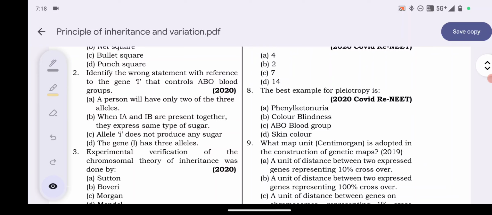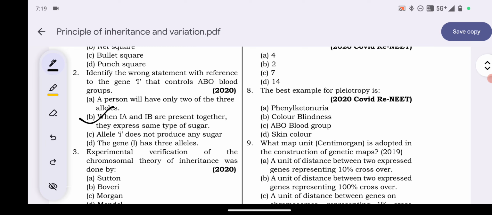You have to find out the wrong statement with reference to the gene I that controls ABO blood groups. So here option B statement is the wrong one. When IA and IB are present together, they express same type of sugar. Explanation: the gene I has 3 alleles in human blood grouping: i, IA and IB. Only 2 of the 3 alleles would be present in an individual. On the surface of RBC, allele i does not create any sugar or antigen. It is a recessive trait.